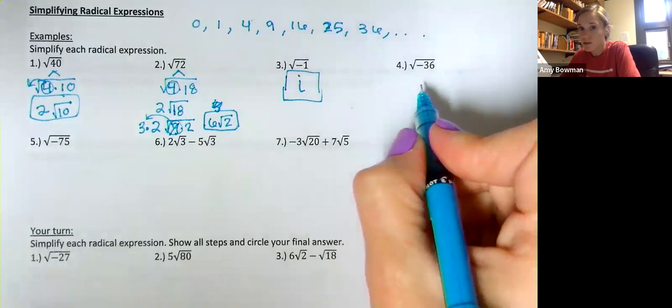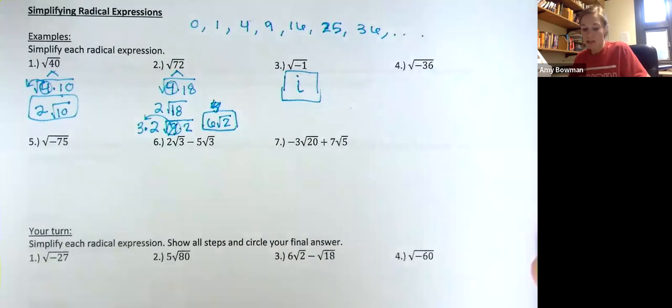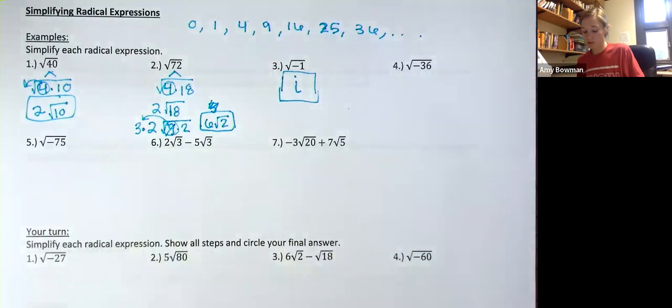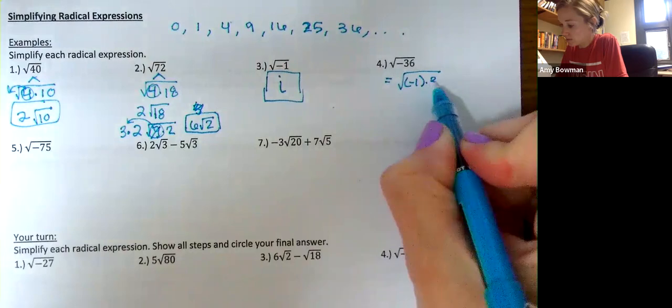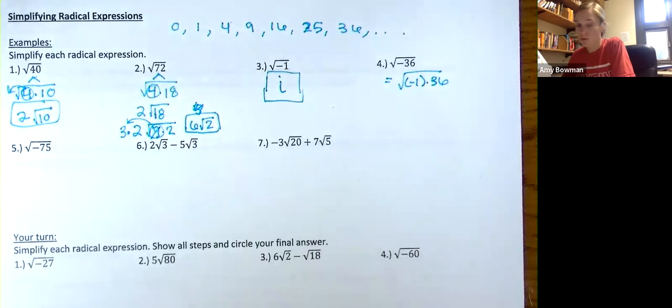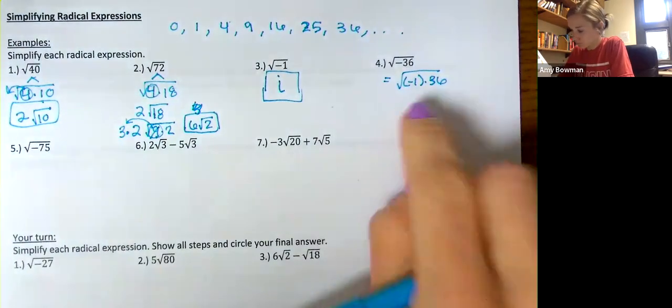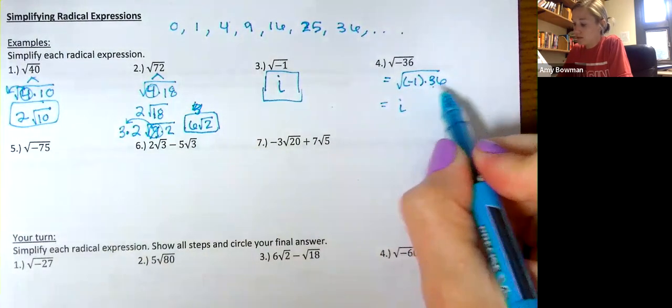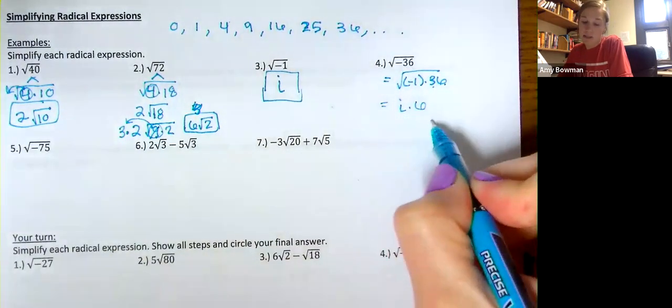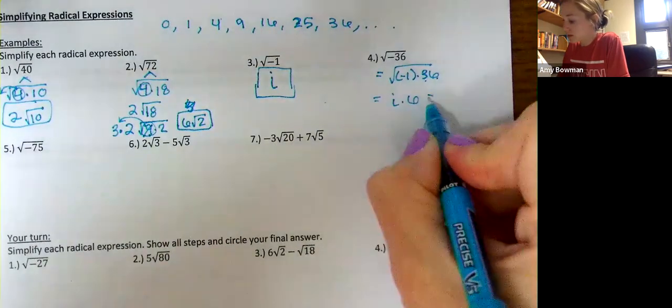So in this case, we've got the square root of -36. Well, 36 is a perfect square. Its square root is 6. And we can take the square root of -1, or you can think of it like this. The square root of -1 times 36. And then take the square root of each. The square root of -1 is i, and the square root of 36 is 6. So it would be i times 6, and we would just write that as 6i.